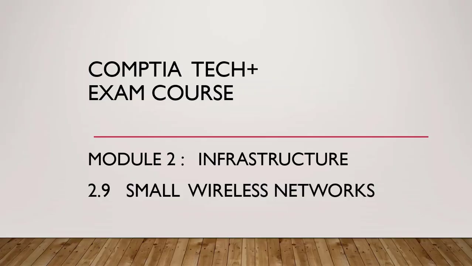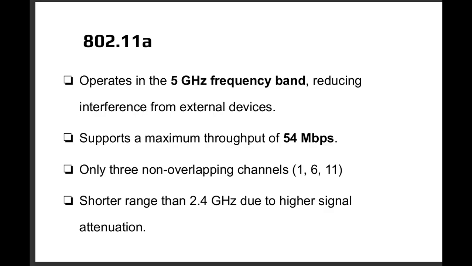In this episode, we're going to continue in Module 2 of the exam objectives by discussing the final section in the module, 2.9, and we'll discuss small wireless networks. Let's begin. In the first part of this episode, we're going to discuss the different 802.11 wireless network standards, and then conclude by discussing the three most common frequency bands, 2.4, 5, and 6 gigahertz.